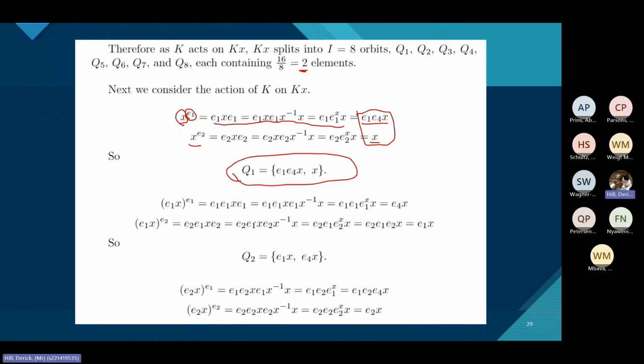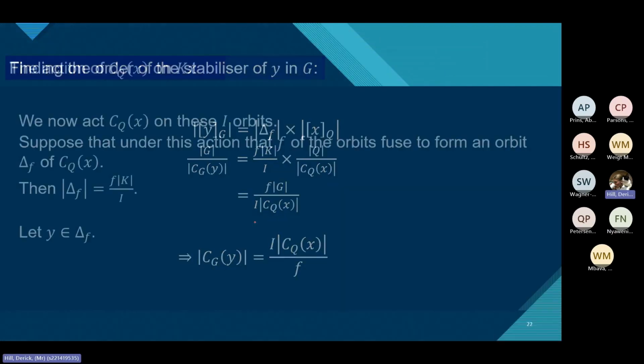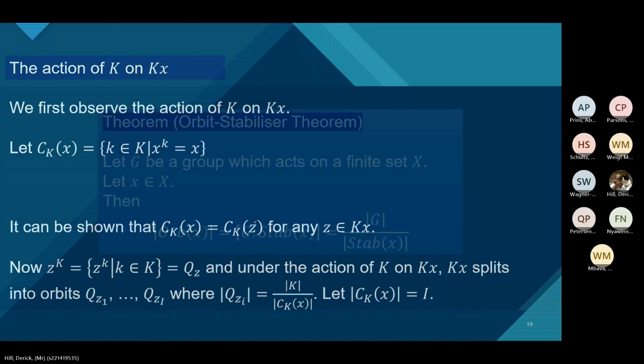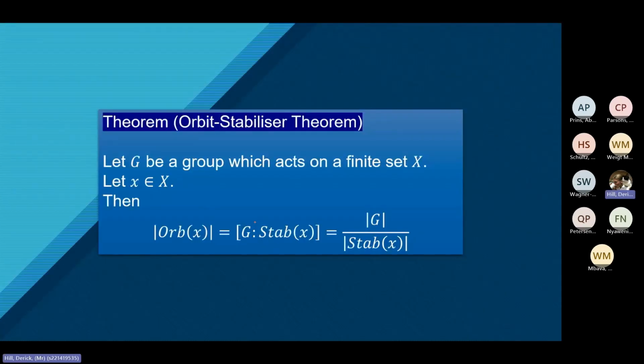All right, let me just get back to that slide. The orbit stabilizer theorem tells us that if we have any group action that acts on a set X, the size of that orbit is the index of the stabilizer in G. And that is equal to the size of G over the size of the stabilizer of X.